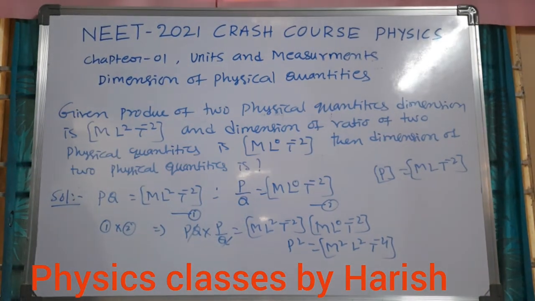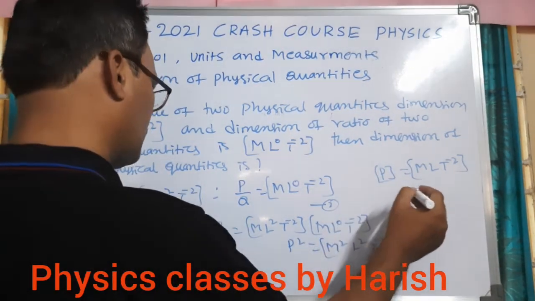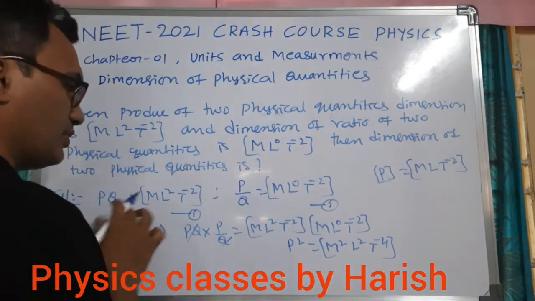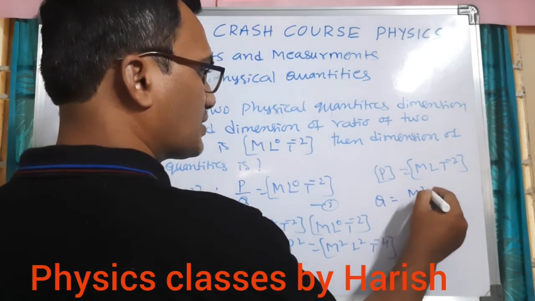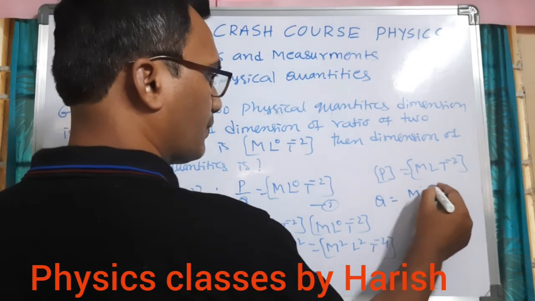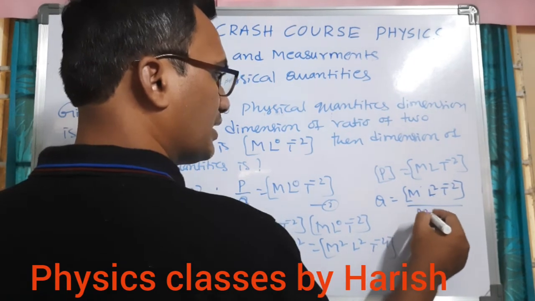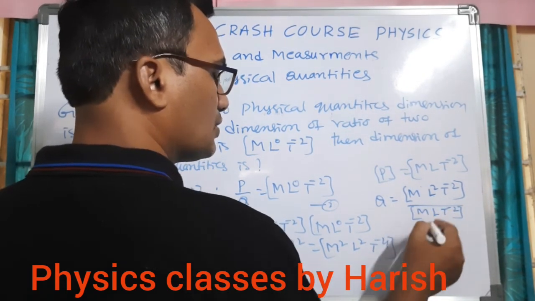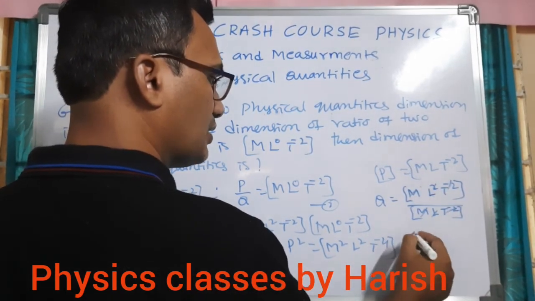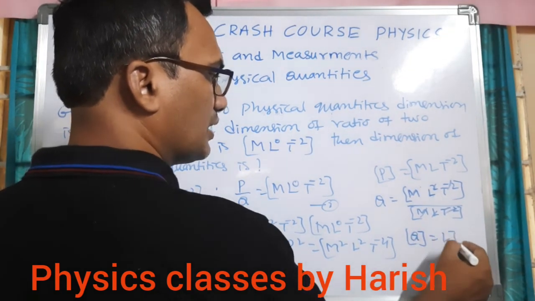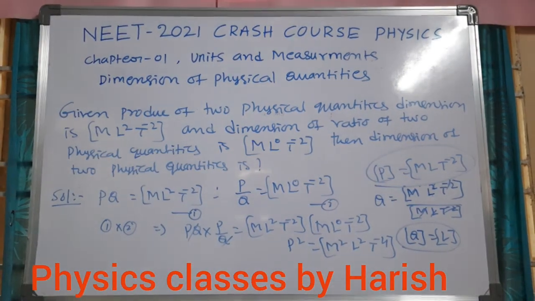Next we have to get the dimension of Q. Substitute the dimension of P in PQ. Then the dimension of Q is equal to M L square T minus 2 divided by the dimension of P, M L T minus 2. Then M will cancel, one L remains, and T will be cancelled. So the dimension of Q is equal to L. This is the way we can find the dimension of unknown quantities.